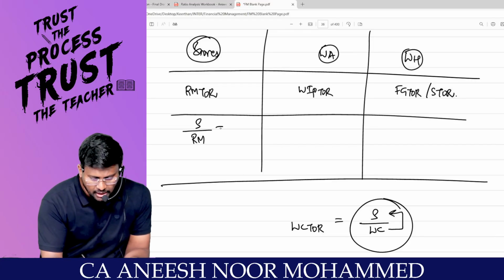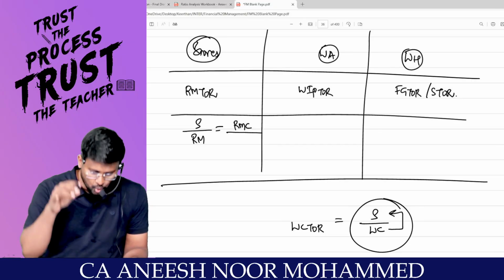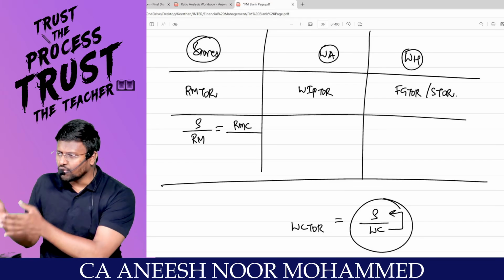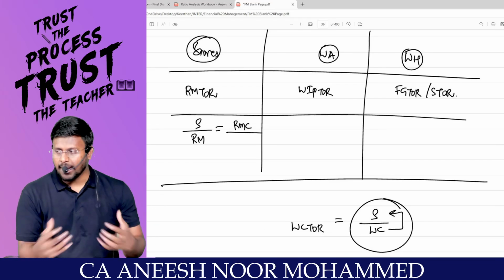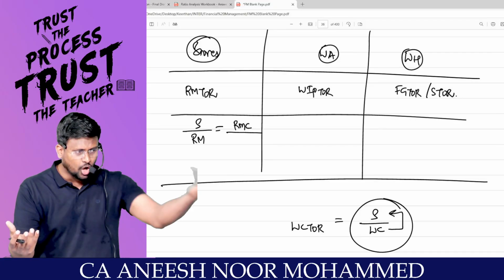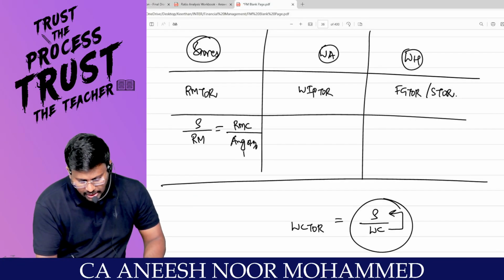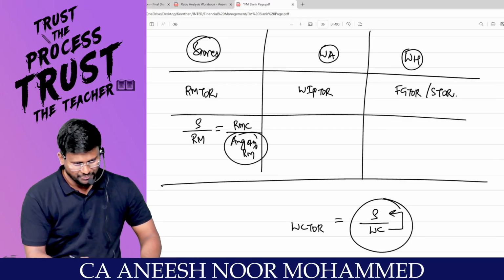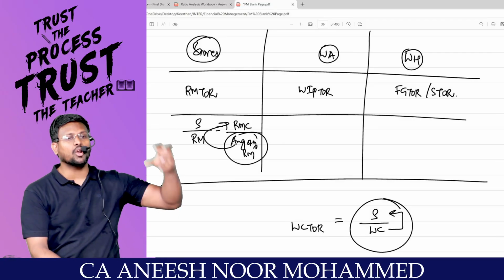Here, raw material turnover ratio means I can't take sales divided by raw material because I will not sell the raw material. I will consume the raw material. That's why it is raw material consumed divided by stock of raw material. But I will have opening stock of raw material and closing stock of raw material, which may be different. I am not interested in taking either the opening stock or the closing stock. I will take the average stock of raw material. That means this average stock of raw material is the resource.